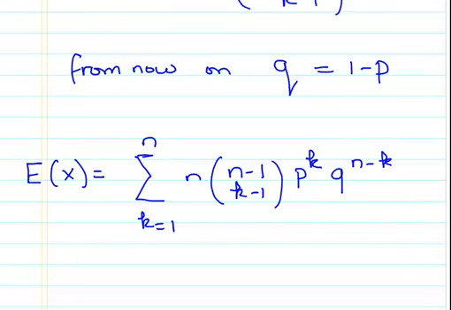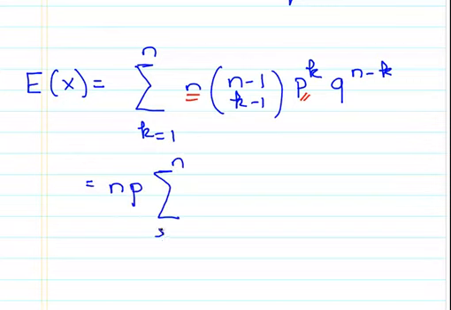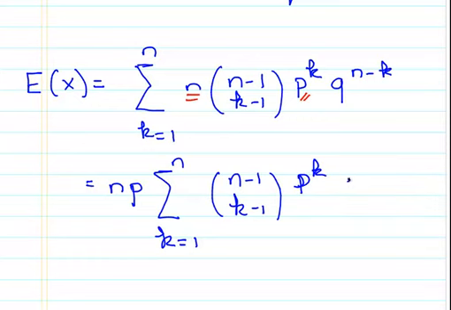Okay, so far so good. What I'm going to do here now is take n and p out of it. So we have a spare n here, and we have p to the k. I'm going to replace that by p to the k minus 1 and take p out of it. So we have n times p times the sum from k equals 1 to n of (n minus 1 choose k minus 1) times p to the k times q to the n minus k.